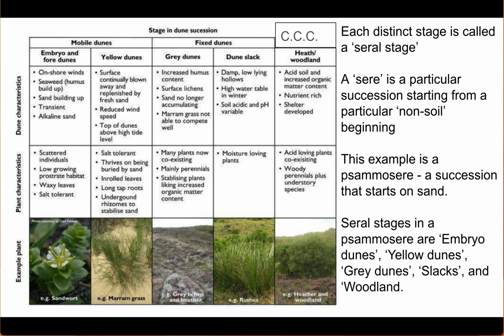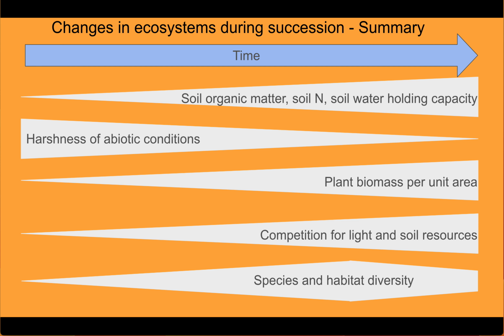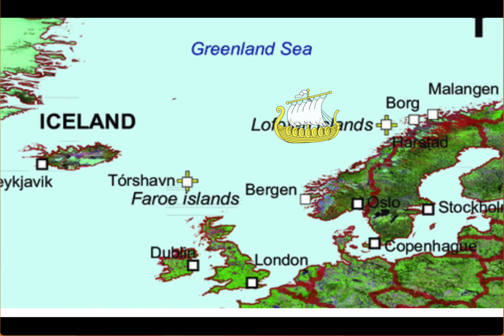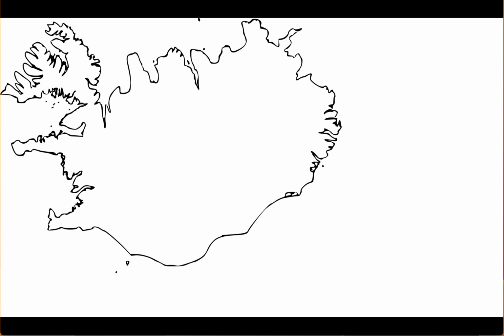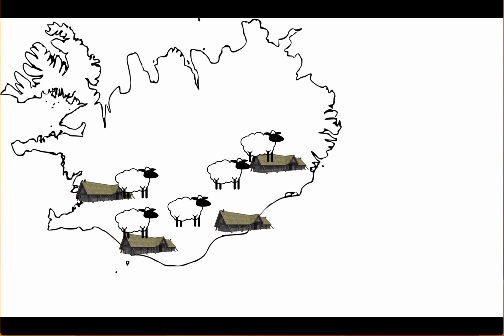And the seral stages here would be embryo dunes, yellow dunes, grey dunes, slacks and woodland, and the idea is one gradually turns into the other. And there's that diagram again. And then we gave another example about the Vikings colonising Iceland and destroying the soil, and then trying to work out how to put the soil back together again.